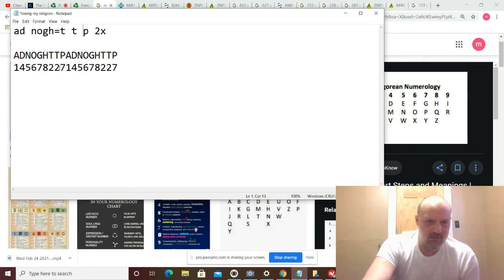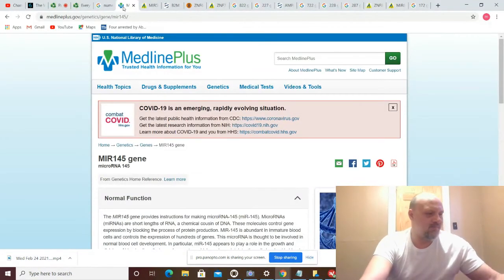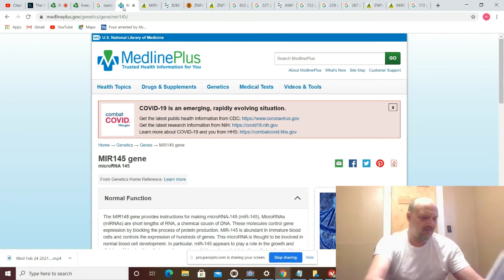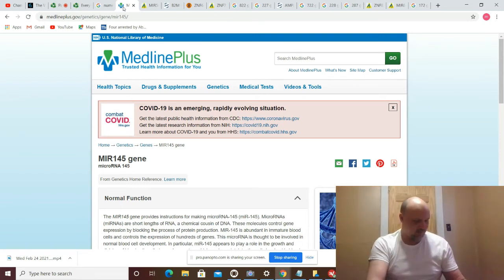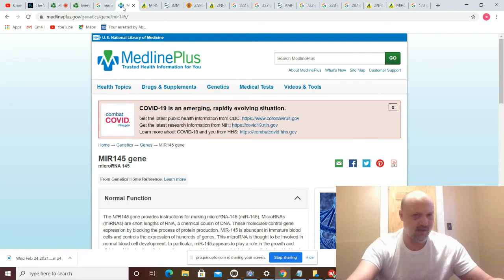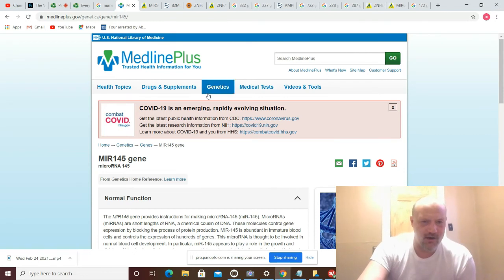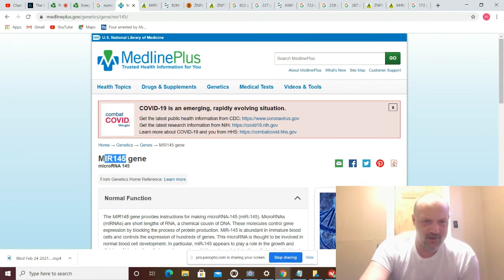And once we get through this overlap, going forward, you can start coming back. And once you get through it going back, you're done. All right, so we'll get right into this. 1, 4, 5. The first three numbers end up being MIR 145 gene, microRNA 145. And it provides instructions for making microRNA 145.